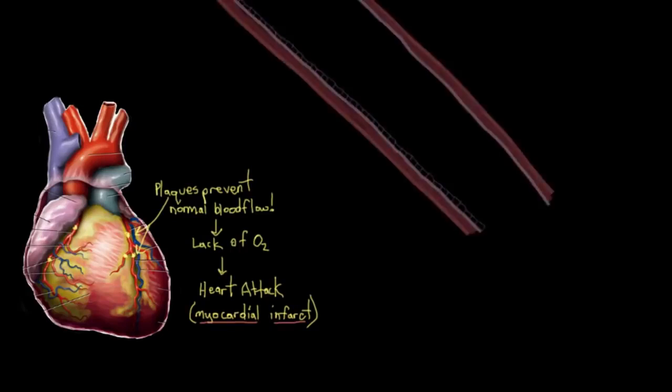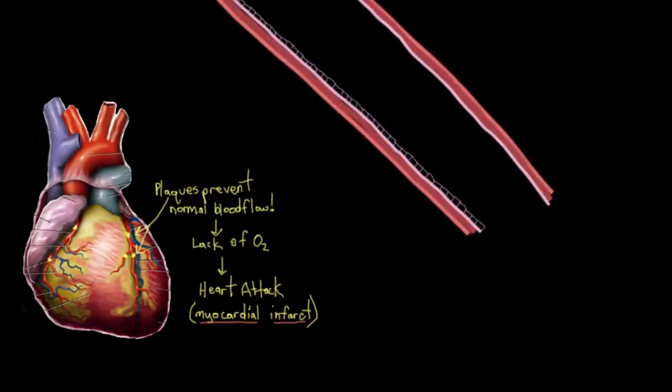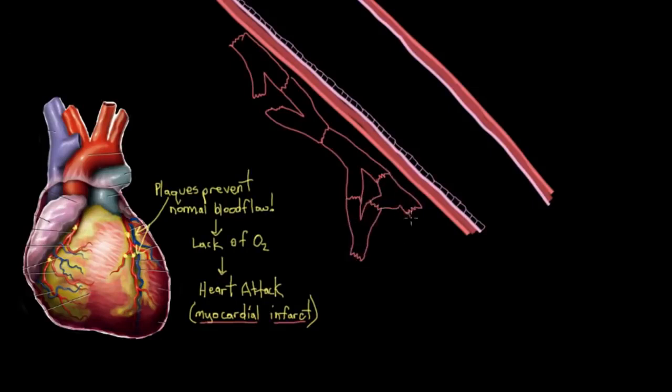So let's bring in an artery here, so we can visualize what happens to the heart muscle cells during a heart attack. So here's our artery, and let's draw in our cells now. So there's some heart muscle cells.